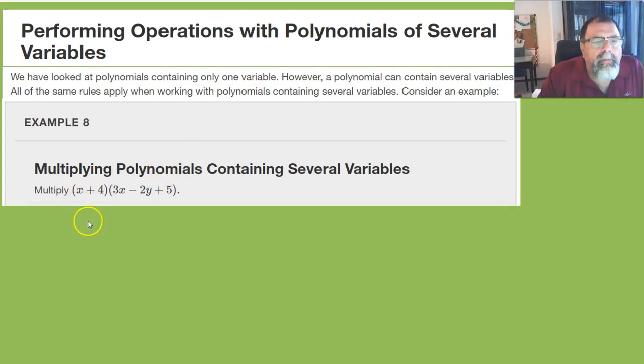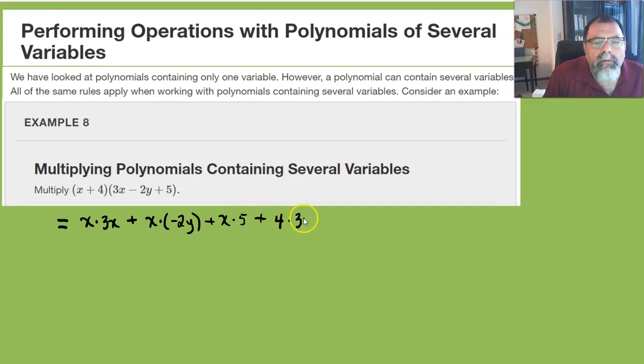So when I distribute this, I'm going to distribute the first term with each of them. So again, normally you wouldn't show this step. I'm just going to just to remind us of what's going on. So I'm distributing the x. So x times negative 2y plus x times 5. Now I'm going to distribute the 4. 4 times 3x plus 4 times negative 2y plus 4 times 5. And again, I'm emphasizing that this is plus a negative 2y.